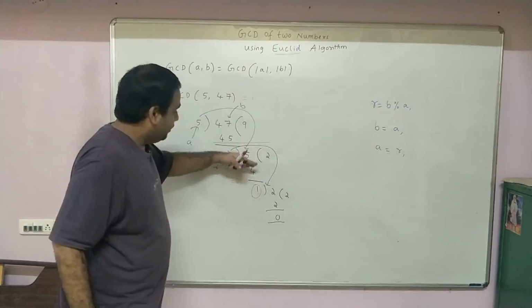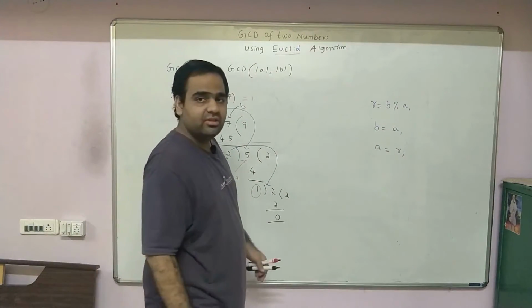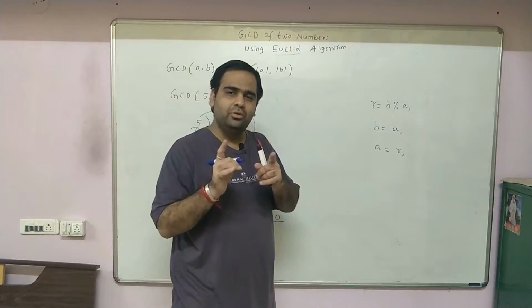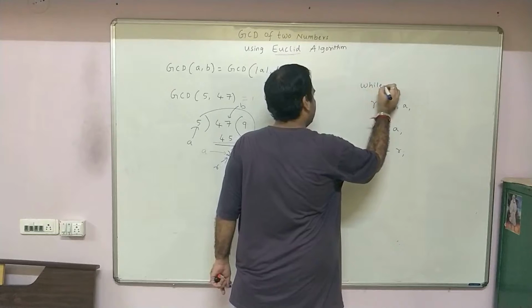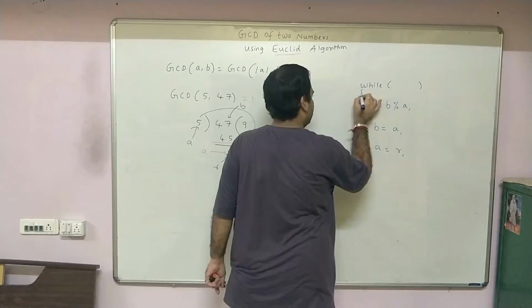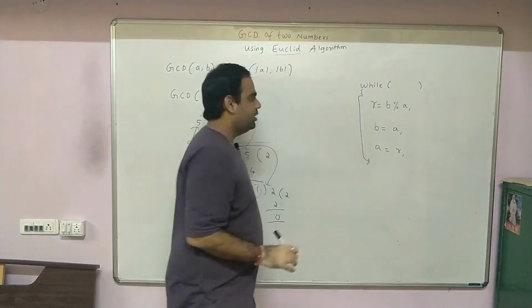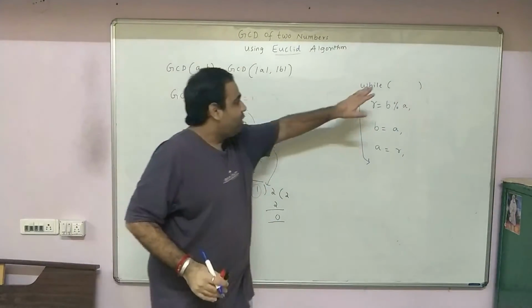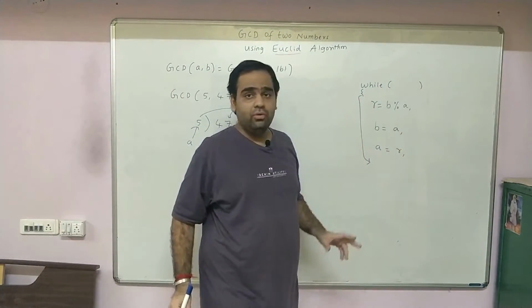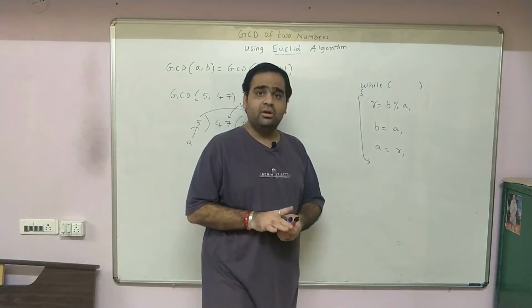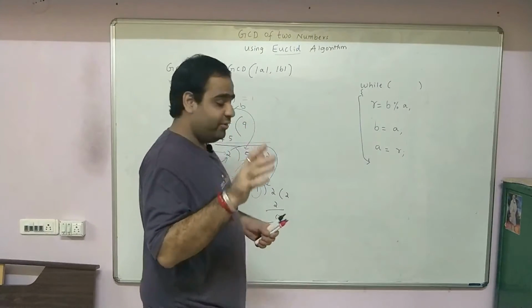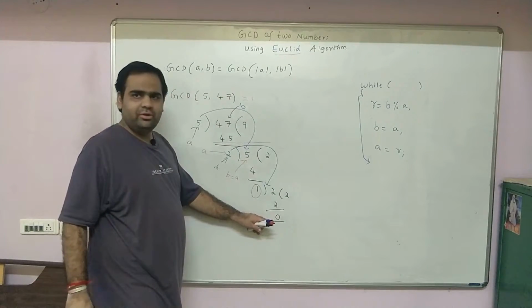Now again I need to repeat it. And we know that whenever there is a repetition in a program, we need to use loops. Therefore, let me use a loop called while over here. What will be the condition? We do not know. We will write it as we go on tracing, and then we will come to the conclusion of what the proper condition should be. We know that while the remainder is not 0, we need to proceed.